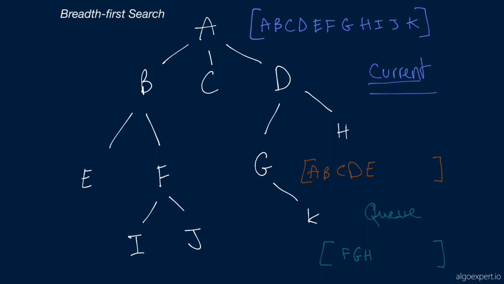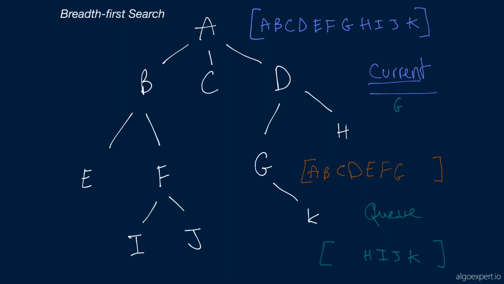Then we're going to grab F, our next node, make it our current node, add its children nodes, I and J, and also obviously don't forget to add F to the final array. Now we can erase F, move on to J. So we're going to grab J from the queue, make it our current node, add the child node that J has, which is K, add K to the queue, add J to the final array.